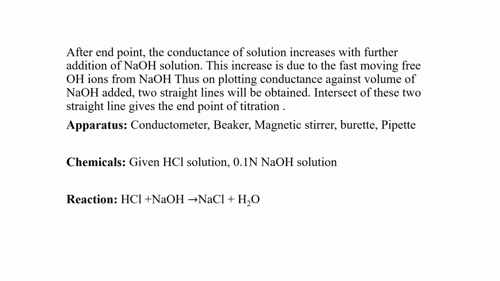Now we will see the apparatus: conductometer, beaker, magnetic stirrer, burette and pipette. The chemicals required: given HCl solution, we don't know the normality of this HCl solution, that only we have to determine. And the other solution is 0.1 normal NaOH solution. Reaction is HCl plus NaOH. There is a formation of NaCl plus water.